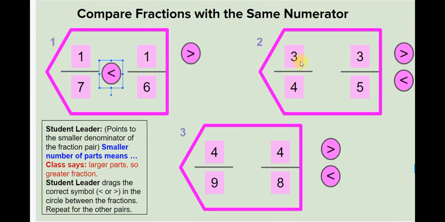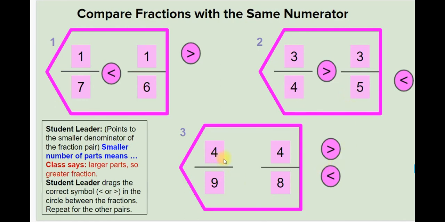Class, read it with me. 3/4 compares to 3/5. Are the numerators the same? Yes. Let's compare the denominators. 4 is the smaller denominator. The smaller the denominator means, and the class would say, the larger the parts. What is the comparison? 3/4 is greater than 3/5 because fourths are larger than fifths.